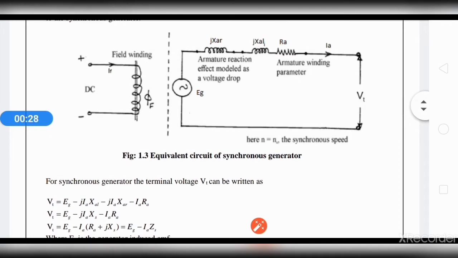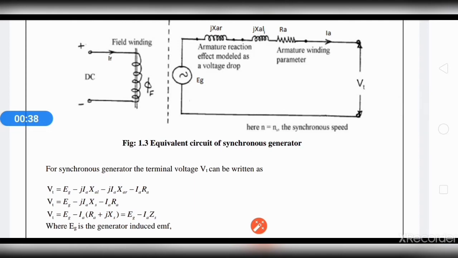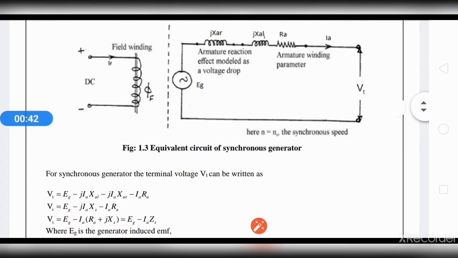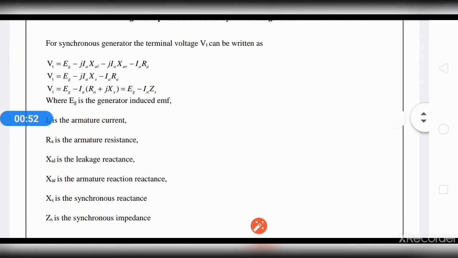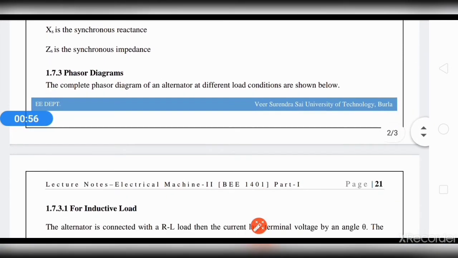For this we will start with the basic equivalent circuit of the synchronous machine. In this we can see that the generated EMF is equal to the sum of the terminal voltage plus the armature reaction drop and armature winding resistance drop. So we have to draw this in the phasor diagram. Then how will we draw it?